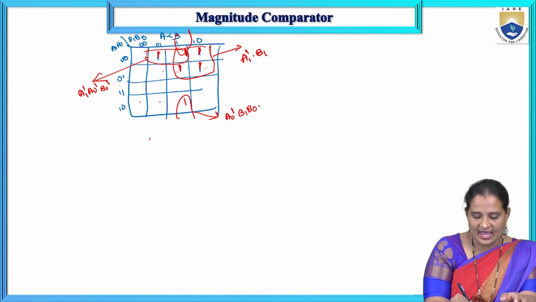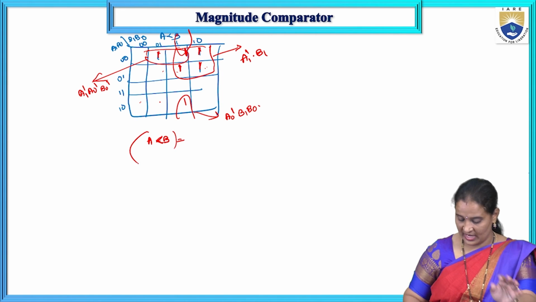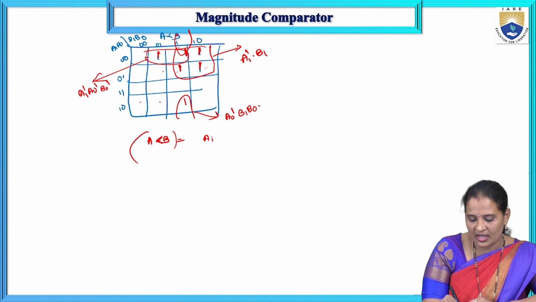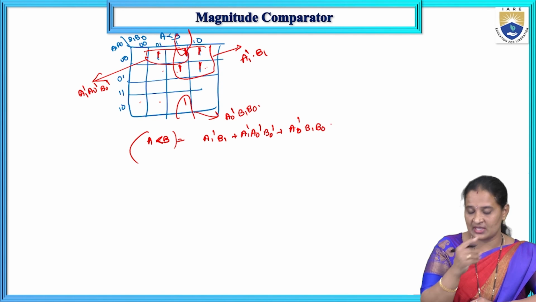So this is not A equal to B, this is A less than B. So A less than B is equal to, what is the equation we have got? A1 complement B1 plus A1 complement A0 complement B0 complement plus A0 complement B1 B0. So this is the equation.